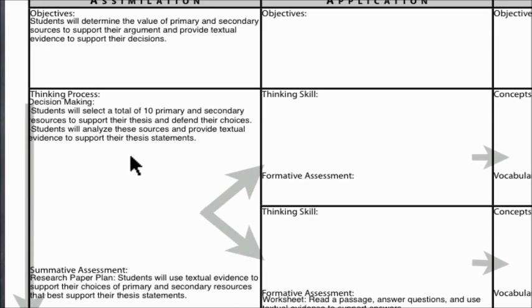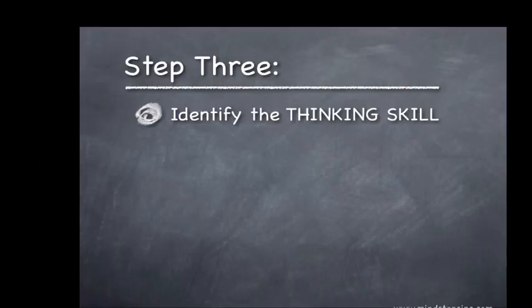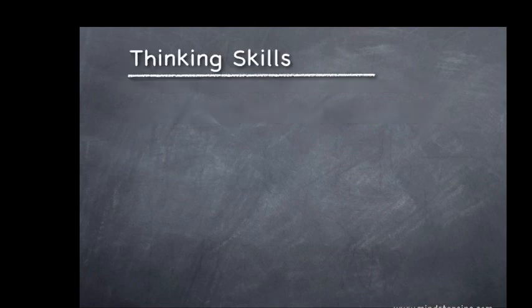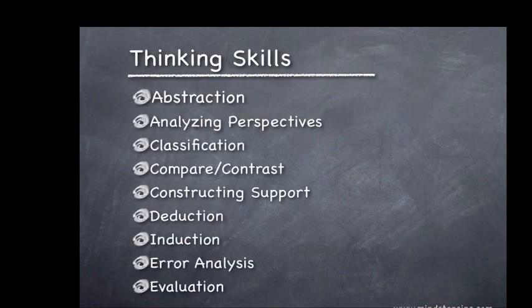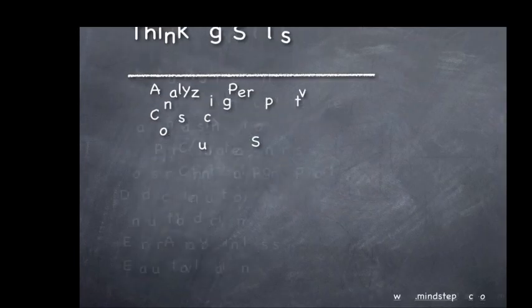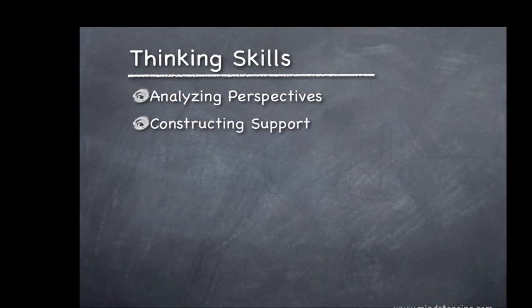Now, I've just done the hardest part of this whole process. Once you determine what the assimilation objective is, the rest gets a lot easier. And that's because assimilation is a thinking process, and a thinking process is a combination of two or more thinking skills. So the next step, step 3, is to identify the thinking skills. And there are several thinking skills I can choose from. But based on my thinking process of decision making and based on what I want kids to ultimately do in order to master that standard, I have determined that the two thinking skills that are most involved in the kinds of decisions my students are going to have to make are analyzing perspectives and constructing support.